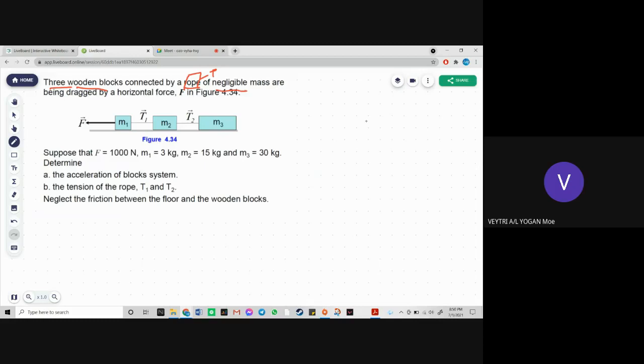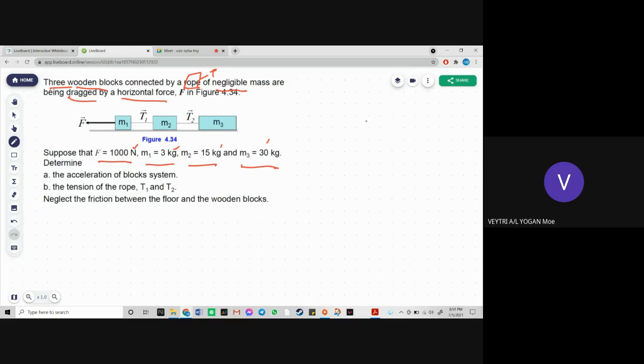But don't straight away assume, look at the question first. They are being dragged by a horizontal force. Suppose that force is 1000 Newton, mass 1 is 3 kilos. You guys know F equals ma, right? So mass is already given, so I think it's very obvious you have to find the acceleration, because force equals mass times acceleration. Mass 1 settled. Mass 2, 15 kilo. Mass 3, 30 kilo. Before we move on, check whether it's in SI units. Yes, it's in Newton, kilogram, kilogram, kilogram. Settled. Determine A, the acceleration of the blocks system, B, the tension of the rope T1 and T2.